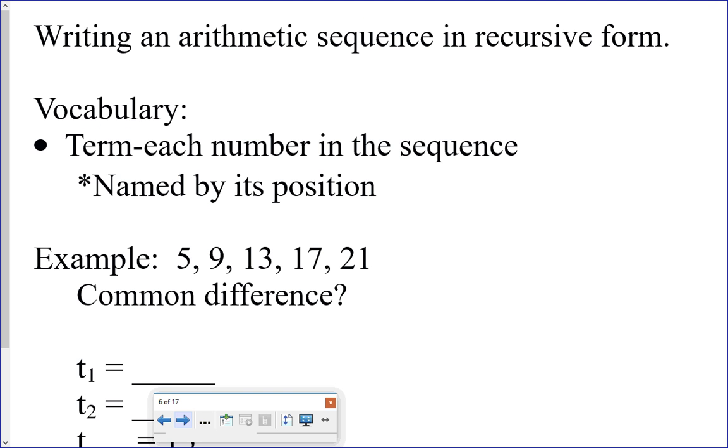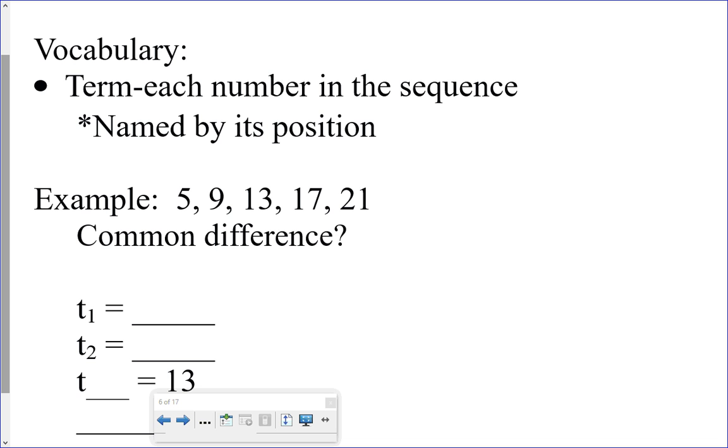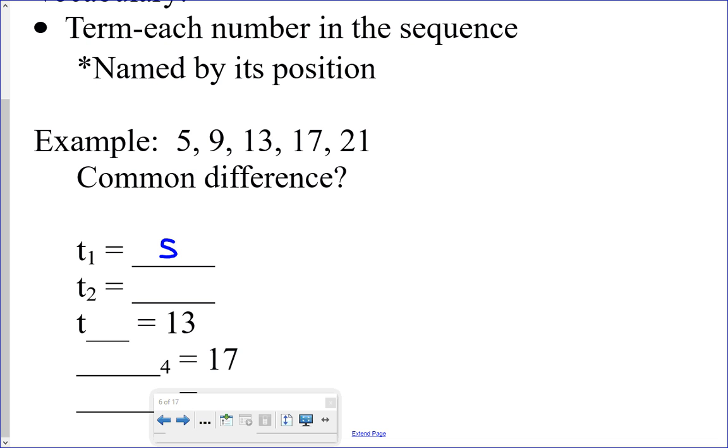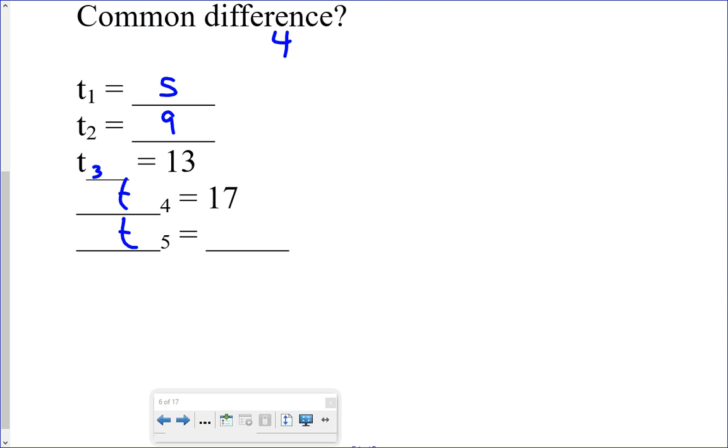So, writing an arithmetic sequence in recursive form. Let's see, name by position example. The term, each number in the sequence is named by its position. What that means is this: T1 is equal to 5, T2 is equal to 9, that's the second term, and T3, T sub 3, is equal to 13. So this common difference is 4, all right, because 9 minus 5 is 4. So that means that T4 is equal to 17, and T5, the fifth term in the sequence, is 21.